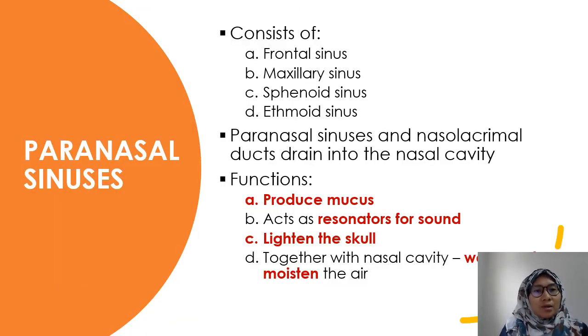Alright, now we move to the paranasal sinuses. They consist of frontal, maxillary, sphenoid, and ethmoid sinuses. So ada 4 sinus. Sinus ni apa? Dia adalah ruang that produce mucus and act as resonators for sound, yang menyebabkan suara sengau. Kalau tersumbat di kawasan tu boleh menyebabkan you suara sengau, dan juga kawasan yang merawat resdung tu. So the resdung actually is the paranasal sinuses. They lighten the skull and also warm and moisten the air.